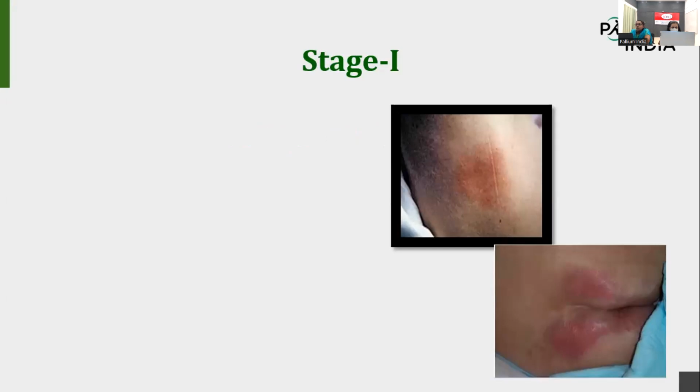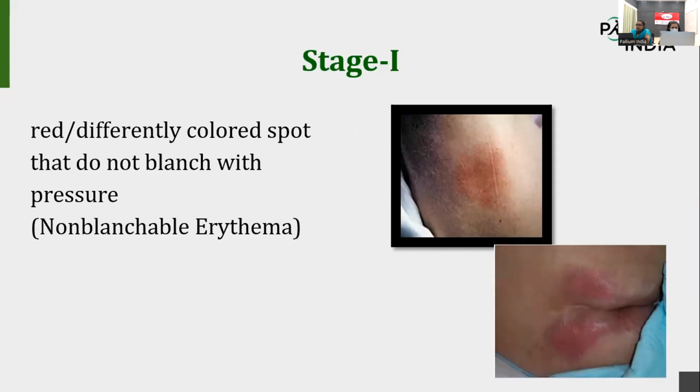We usually call it non-blanchable erythema. So non-blanchable erythema is stage 1. If you see this color change and you apply finger pressure on that area, that redness will remain there and will not blanch. So that is called non-blanchable erythema.